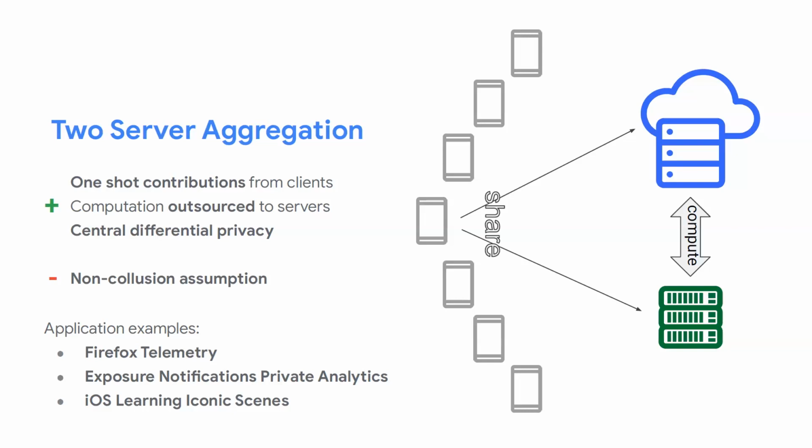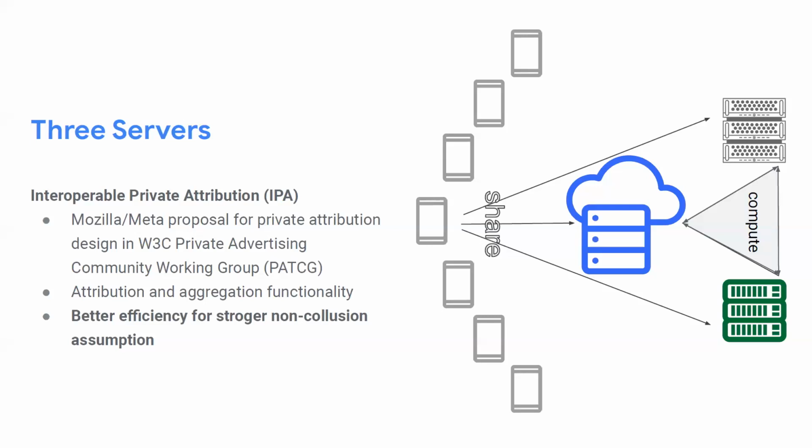And now that we started talking about multiple servers, I also wanted to tell you that there is a proposal for a system that's also in 3 parties. There is this group called PATCG, which stands for Private Advertising Technology Community Group. This is a working group in the W3C, and this working group is looking at the question of how do you design privacy-preserving APIs that will help the web ecosystem when third-party cookies are deprecated from all browsers. And in this working group, there is a proposal written jointly by Mozilla and Meta that is designing an attribution API that is an MPC system which relies on 3 parties.